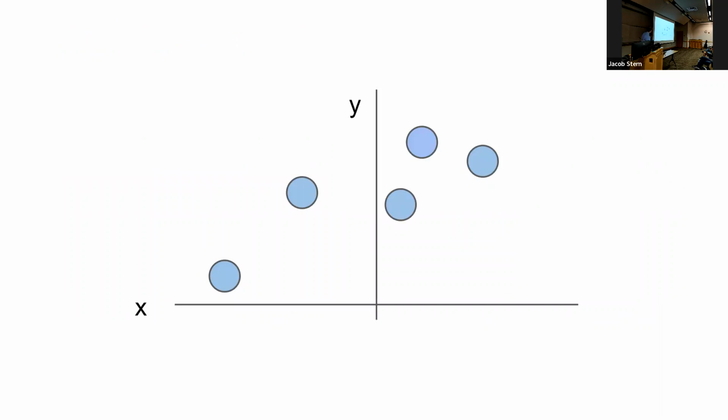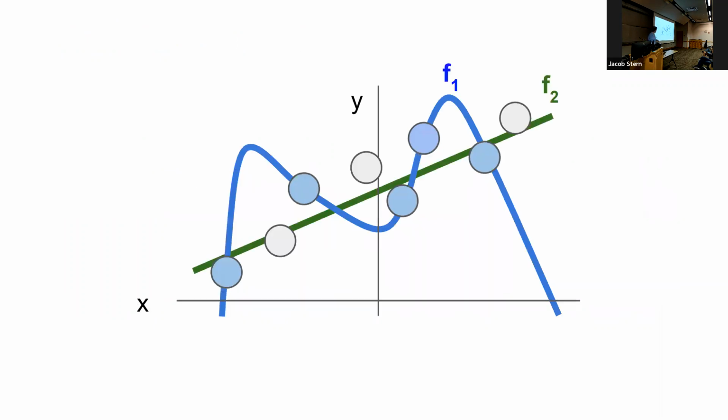Okay, so regularization. In machine learning, we always have data, and we want to learn a function to fit that data. Here's an example of some data that we might have, and we are trying to find a line. Our train data is in blue, and our test data is in white. We're trying to find a relationship between X and Y, and you can see that F2 is a pretty good fit to both the train and the test data.